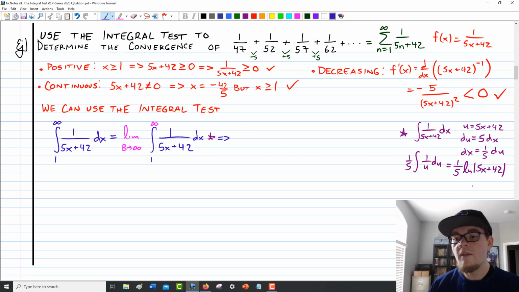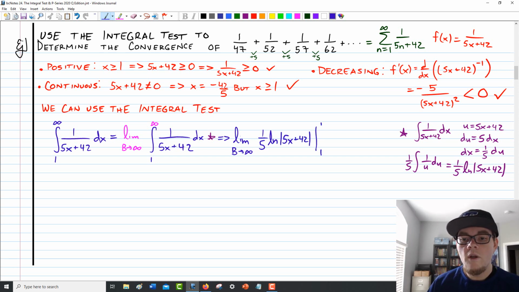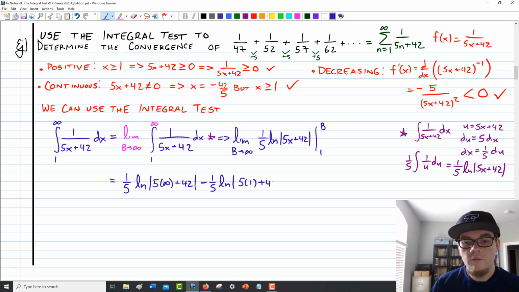Having done that work, what we can now say is that this then leads us to the particular integral. Now that we have the antiderivative, we can write this as the limit as b goes to infinity of our antiderivative, 1/5 the natural log of the absolute value of 5x plus 42, and we're going to evaluate it from 1 to b. Having done so, we can clean this up. We've got 1/5 the natural log of 5 times infinity plus 42 minus 1/5 the natural log of 5 times 1 plus 42.